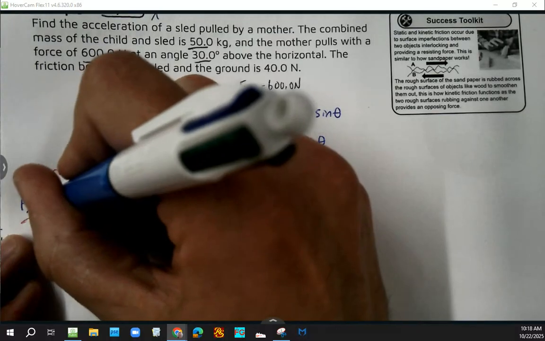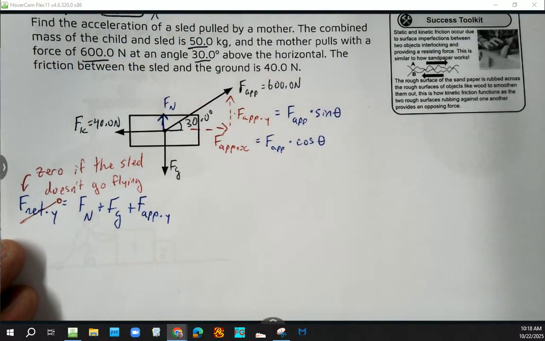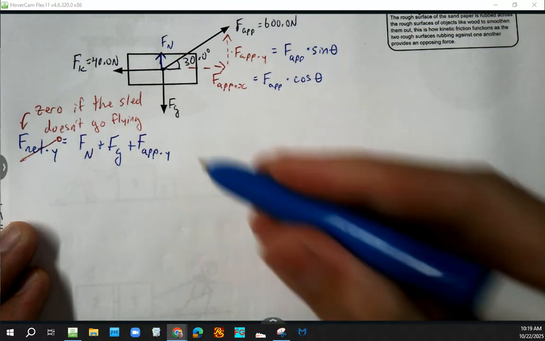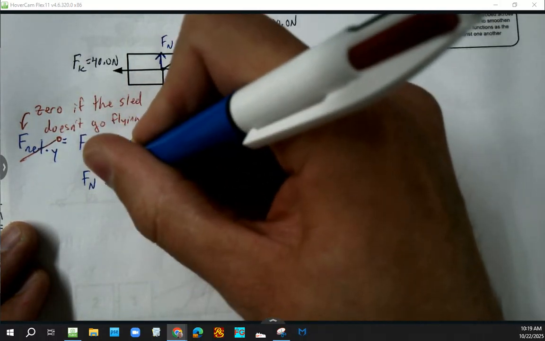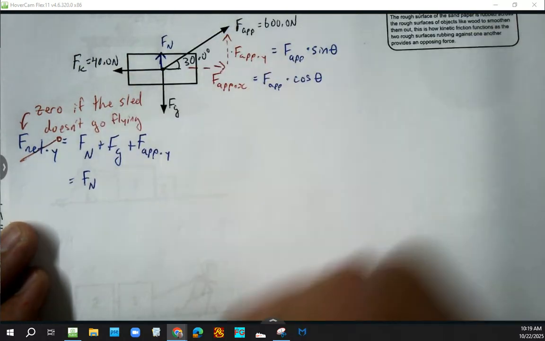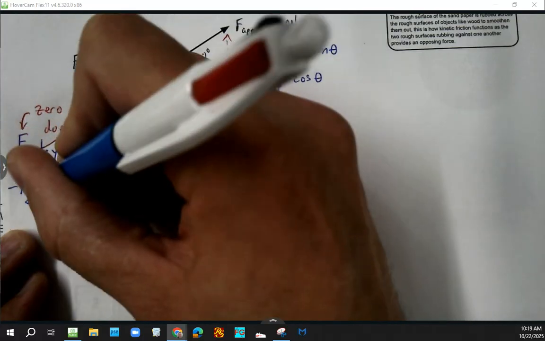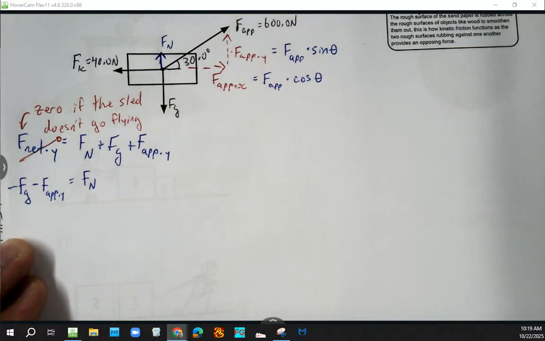And so what that means is that F net Y is going to be equal to 0 so long as the sled slides horizontally along the surface. That being the case, if I wanted to find the normal force, I could say, hey, take everything over to the other side. And I would say F normal is equal to negative Fg, negative F applied Y. Okay?